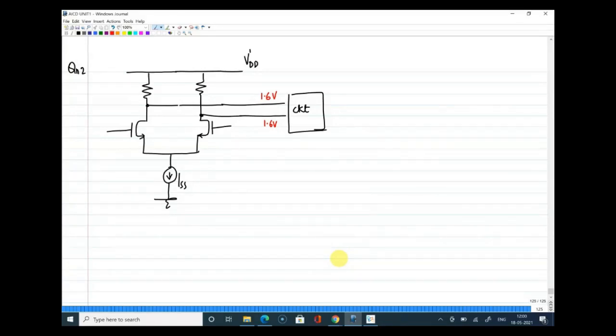So the question says that the stage followed by this differential amplifier needs an input common mode level of 1.6. What is the meaning of that? After this differential pair, there is some circuit, and that circuit needs an input common mode level of 1.6. So how can we supply that from this stage? The output of the current stage goes to the next stage input. So the output DC level of the present stage should be 1.6 volt. Then only the next stage will get that DC level as its input common mode level. Is that clear?